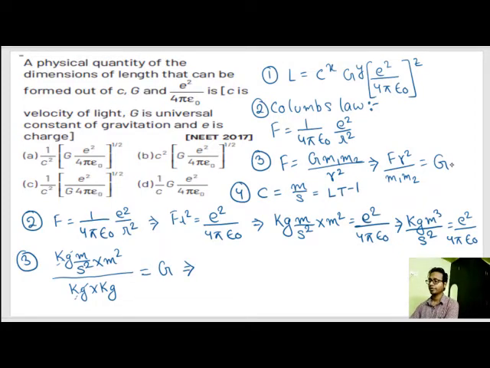Therefore, meter cube by second square kg is equal to the unit of gravitational constant. Okay, and the unit of velocity is meter per second. Okay, from here, let's proceed to the next slide.